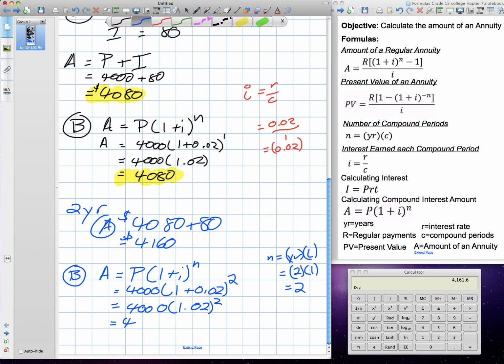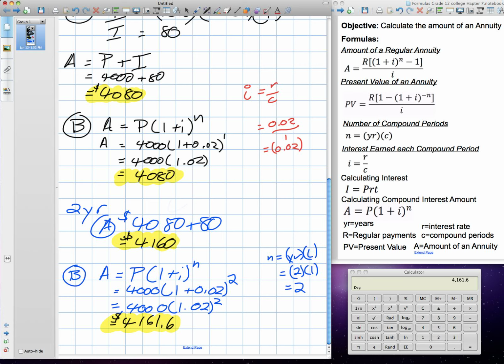$4,161.60. Now, clearly not a huge difference, okay? But if you're trying to maximize money, you clearly want to go with the compounding investment. What's happening with the compounding investment is it's earning interest on the new amount every year, whereas with the simple interest, they just gave you the same interest every single year. You would get $80 every year, even if you left it in for 100 years.